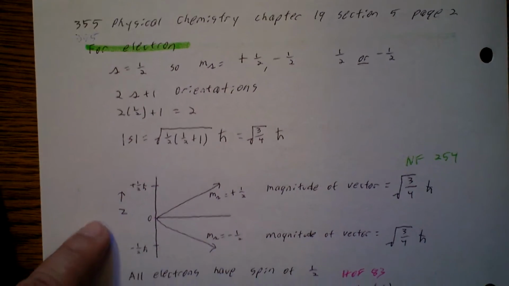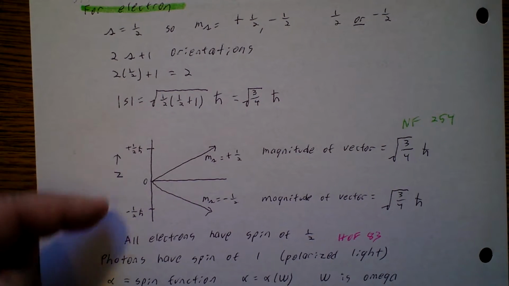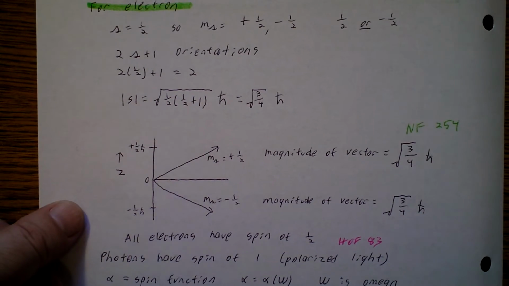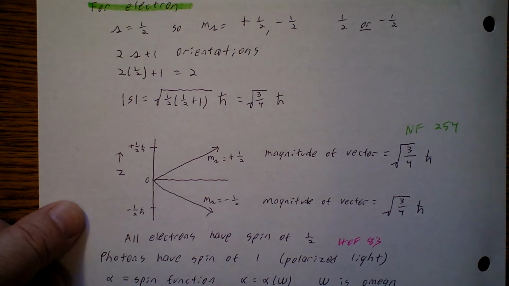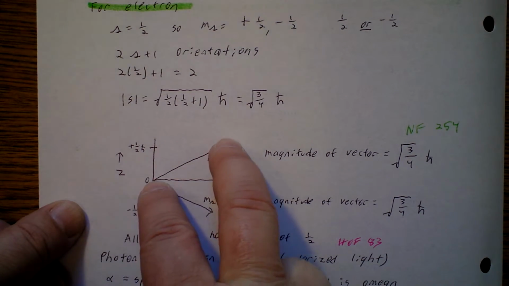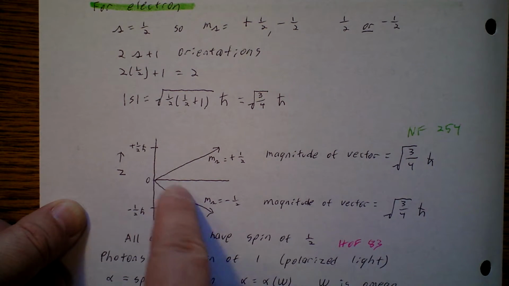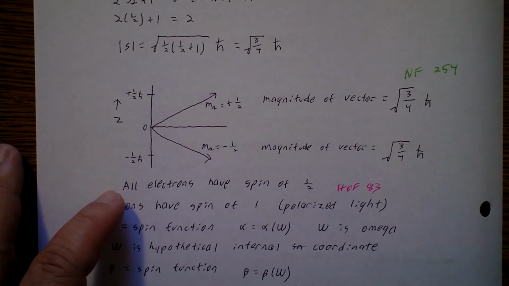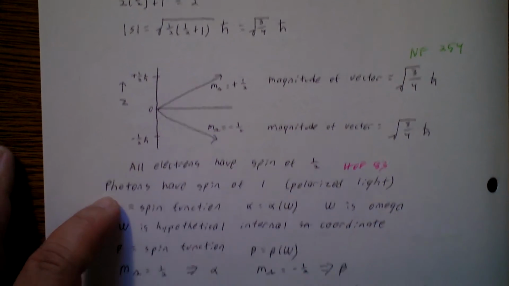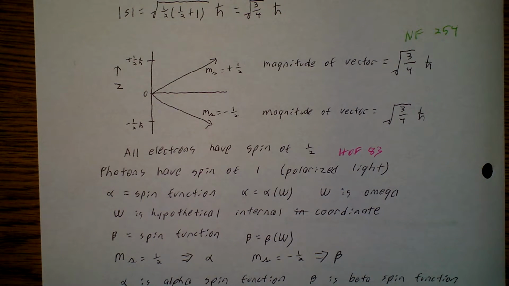So here's z, so it could be 0, plus 1/2 h bar, minus 1/2 h bar. So we get ms is plus 1/2 or ms is minus 1/2. The magnitude of this vector is the square root of 3/4 h bar, and the magnitude of this vector is the same, the square root of 3/4 h bar. Now all electrons have spin 1/2. Photons have a spin of 1, like polarized light.